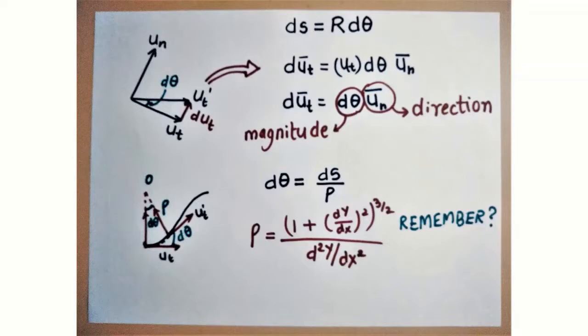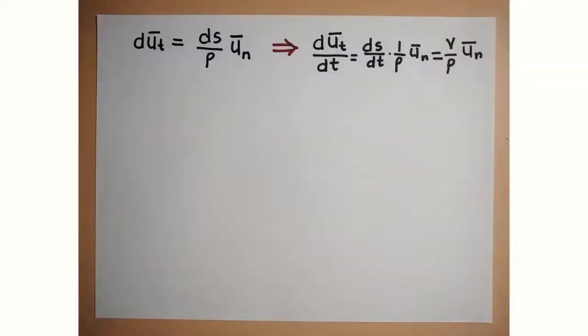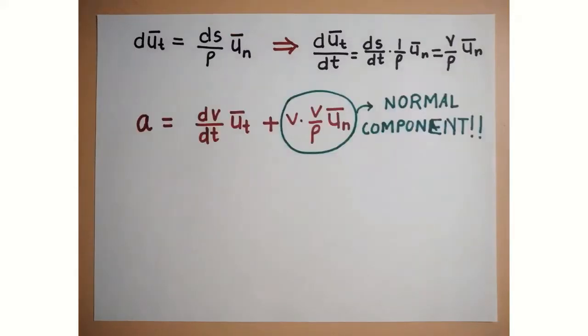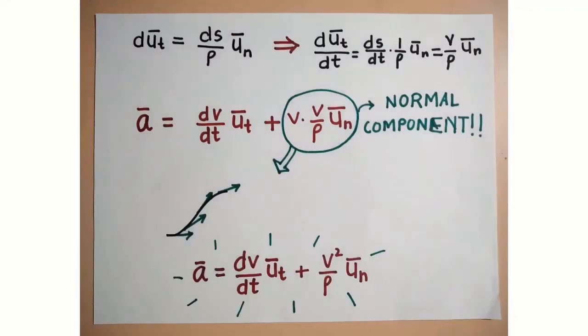After manipulation and a bit of rearranging of the terms, we have dut vector as ds by rho in the direction of normal axis. And therefore, the dut vector by dt is v by rho in the direction of normal axis. Now, this is the mystery term from the right-hand side of the equation of acceleration. After substituting this value in that equation, we get acceleration as dv by dt in the direction of tangential axis plus v times v by rho in the direction of normal axis, thus concluding that acceleration has normal component too. Voila!